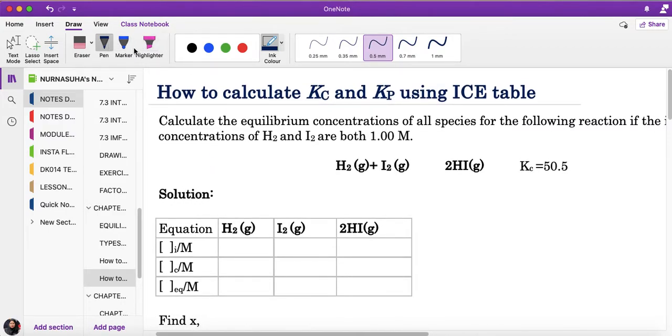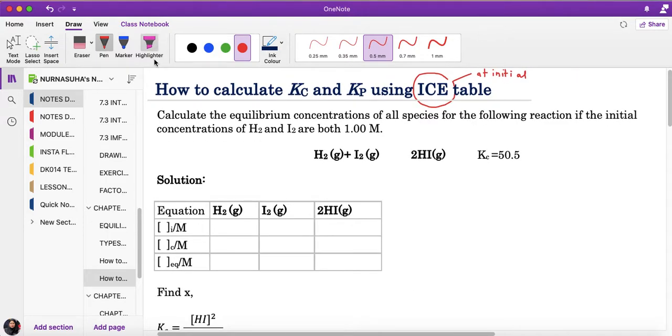table. So when do you use an ICE table? You will use an ICE table if the species given is at initial. Okay, so now we need to look at a new question. Okay, let me use the highlighter. Okay, calculate equilibrium concentration.